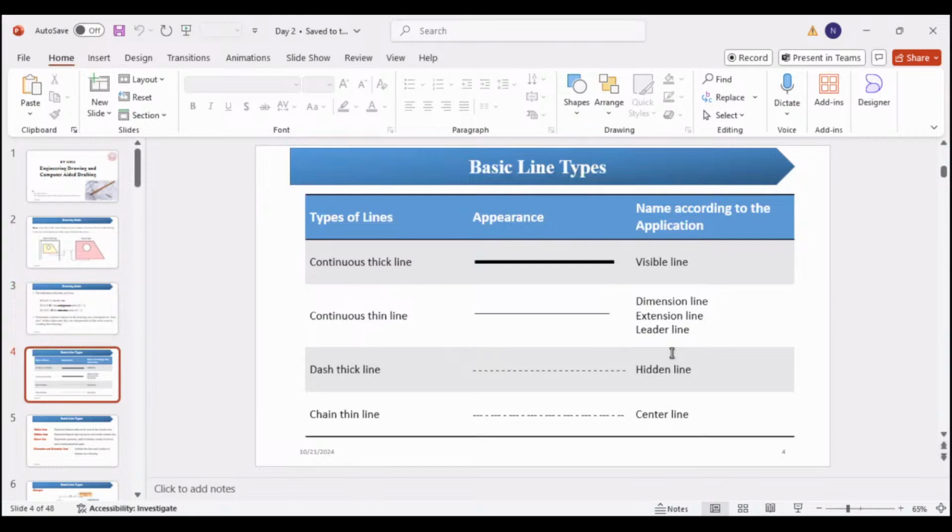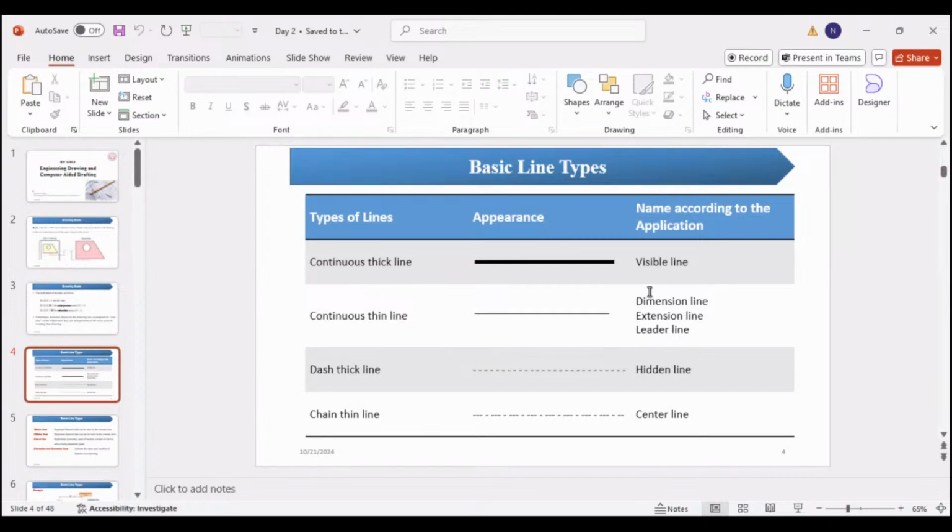Okay, so when you draw a drawing, there are different line types, okay? So the continuous thick line is for the visible line. That means when an object is placed in a certain way, the lines that we can see on it are called visible lines. So for that we use continuous thick lines, okay? And we use a continuous thin line, a line drawn continuously with less thickness, to show dimension line, extension line and leader line.